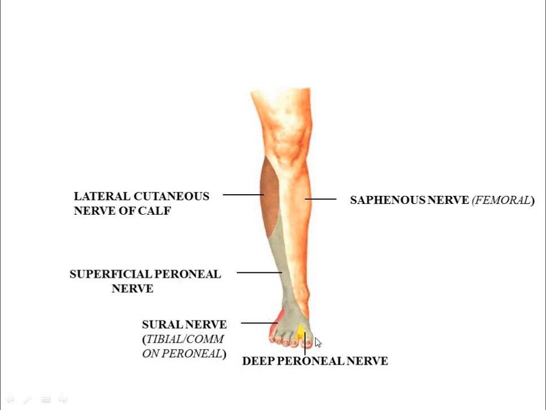As far as the dorsum of the foot is concerned, the lateral border of the foot is supplied by the sural nerve, and the cleft between the great toe and the next toe, that is, the second toe, is supplied by the deep peroneal nerve, and the rest all by the superficial peroneal nerve.